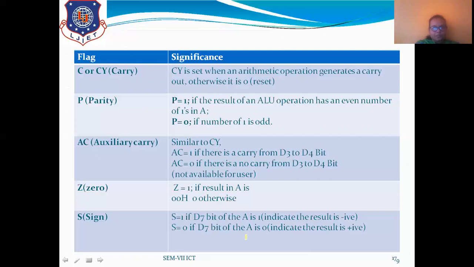Clear? Okay. So that's all for today's session. Next, the rest of the groups: the instruction decoder group, the timing and control circuitry group, then the interrupt control group, the serial control group, and the ALU group. All this will be explained in the next session. So we will continue this architecture topic in the next session.